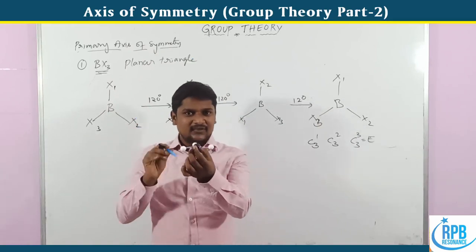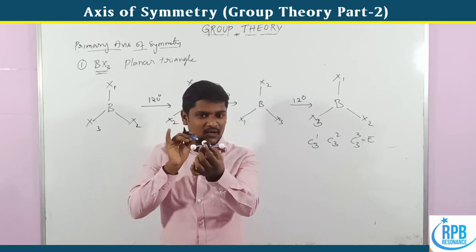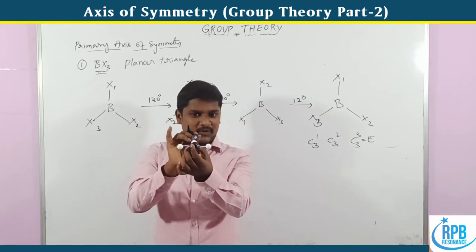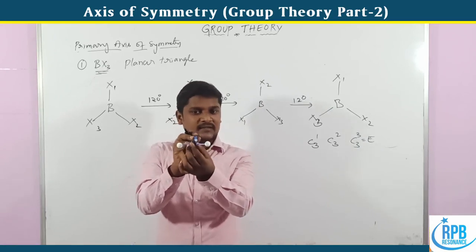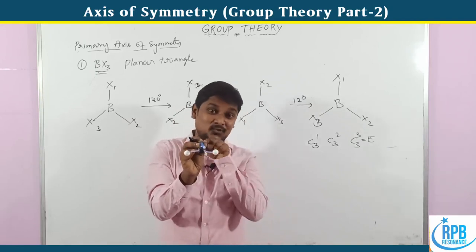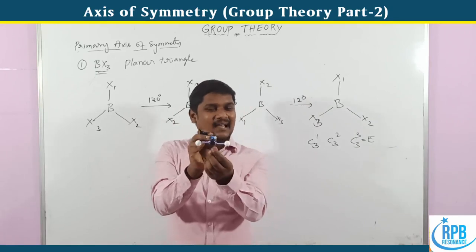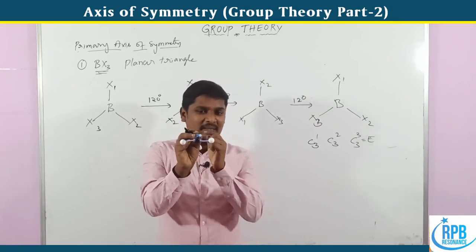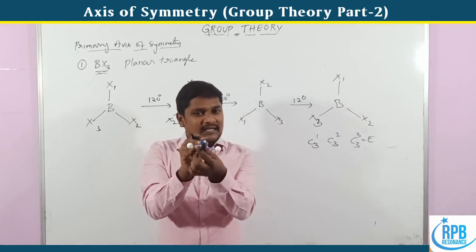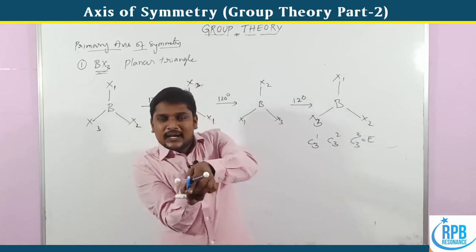Now in this case, can you imagine the imaginary axis through X1 and the boron atom like this. So this is an imaginary axis passing through the molecule, not up or bottom. For the sake of clarity, I'll show it like this. So an imaginary axis passes through the X1 and boron. It leads to the equivalent configuration with a rotation of 180 degrees only.